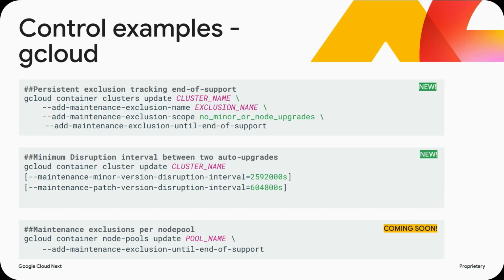These are the associated CLI commands. You can refer to that in your free time. The first one is the persistent exclusion that's tracking at the end of support. The second one is the minimum disruption interval between 2 auto upgrades. And the last one is the maintenance exclusion per node pool.